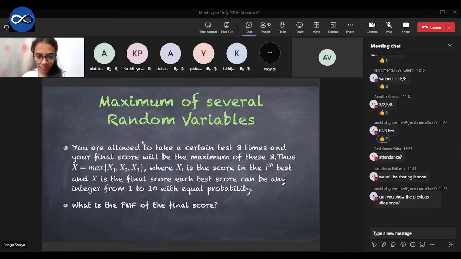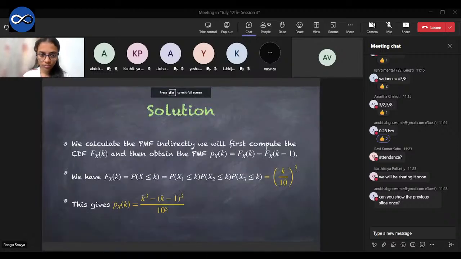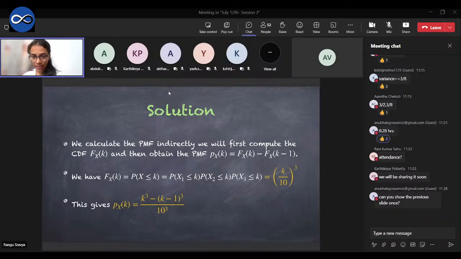Let's look at the solution. We can calculate the PMF indirectly. We will first compute the CDF F_X(k) and then obtain the PMF P_X(k) equals F_X(k) minus F_X(k minus 1). So we'll apply the concept which we saw in the previous slide, by first finding the CDF and then doing F_X(k) minus F_X(k minus 1) to find P_X(k).